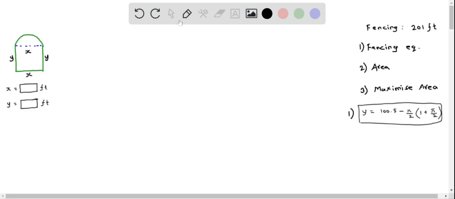Okay, so now we will do the second step, that is, we are going to write the area equation. So we have to find the area of this coral, and this involves the area of the rectangle plus the area of the semicircle.